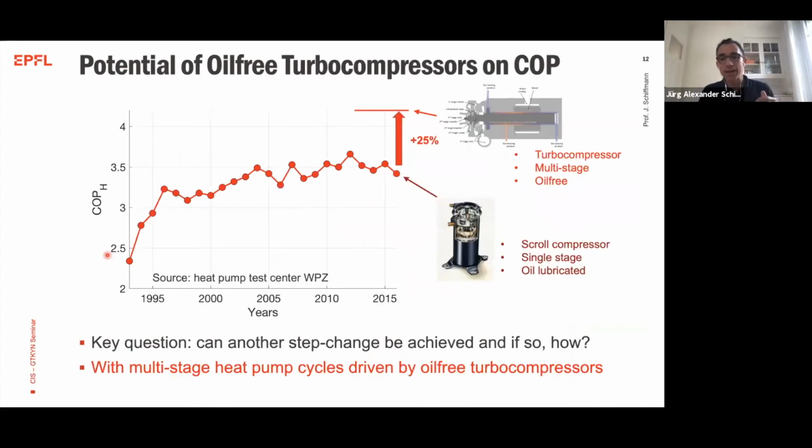So if we go back to the initial question whether there can be another step change in increasing the coefficient of performance of heat pumps, well, the answer is yes, it can be achieved. It can be achieved by implementing multi-stage heat pump cycles that are driven by oil-free turbocompressors supported on gas-lubricated bearings. The increase of the coefficient of performance compared to what exists on the market currently is a plus of 25% with this technology.